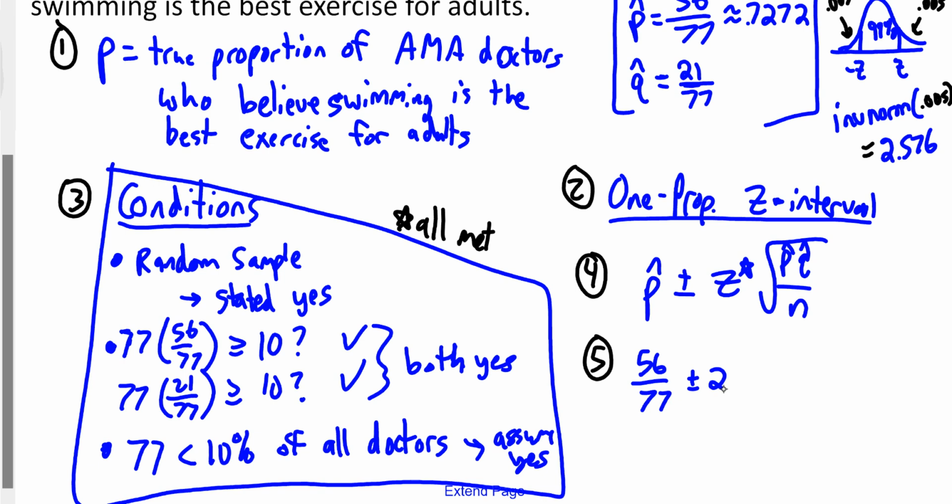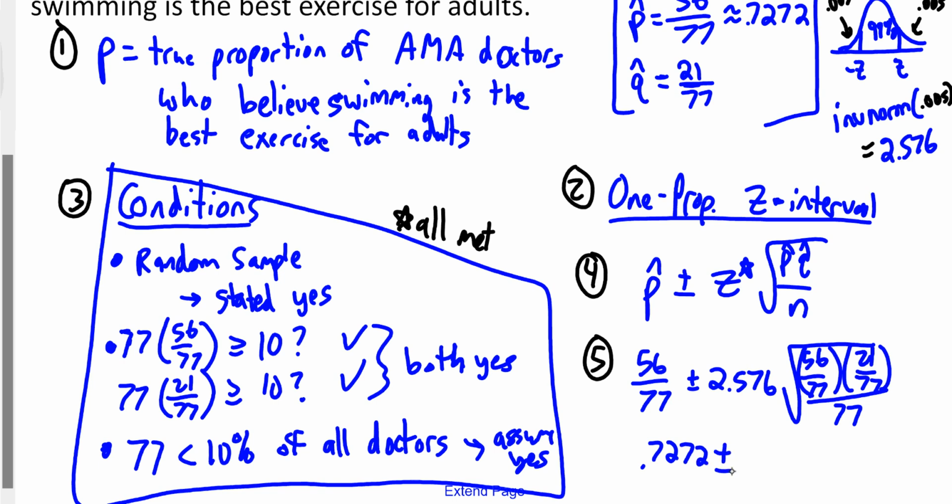We said that z star was 2.576 times the square root of, I'm going to put this in there as it is, 56 out of 77. You can use the decimal if you want, but that would be rounding, so I don't want to round yet. Our n was 77. So that gives us about 0.7272 plus or minus 0.1307. And I can take that information and actually write the interval.